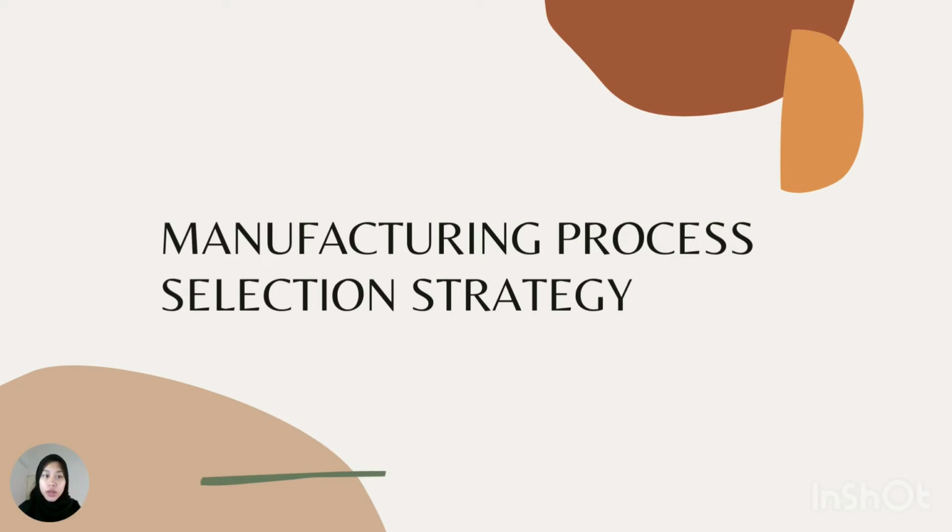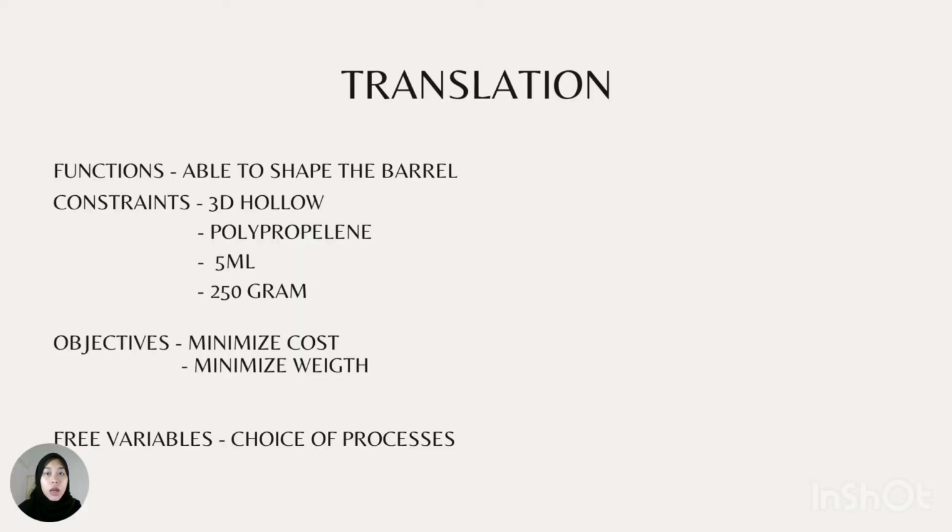Hello, my name is NURRAHASSIKEN KASIM. I'm going to explain the manufacturing process selection strategy. Process selection needs to undergo 4 different stages, which are translation, screening, ranking, and documentation.